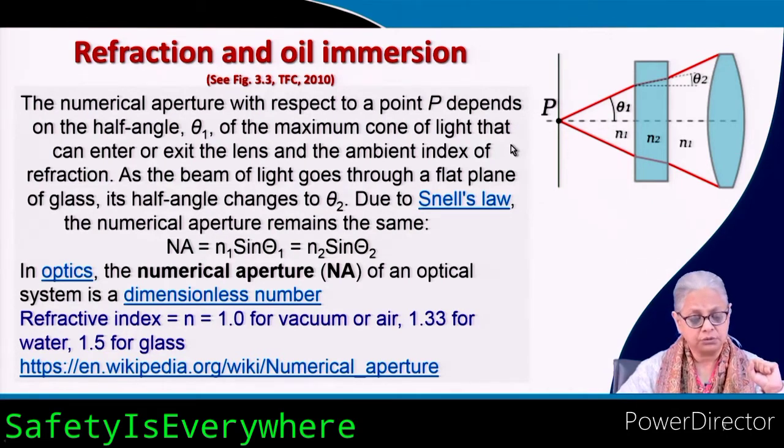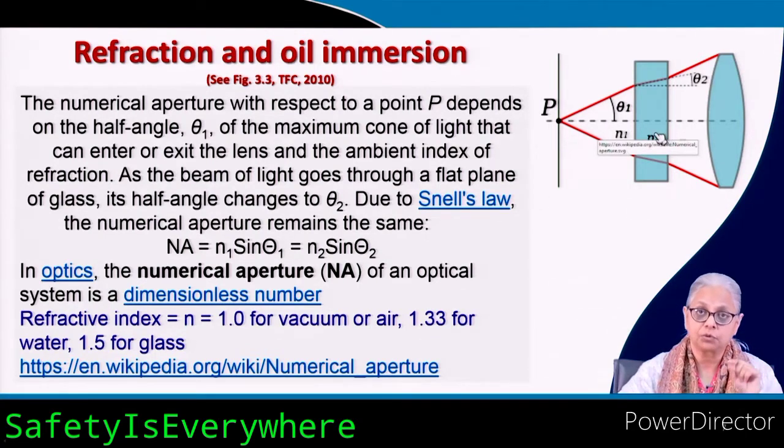So this is theta 1. Snell's law says that the numerical aperture of the lens is fixed. So for the same numerical aperture, you're getting two refractions here, one at the first instance and then again after it passes through the glass slide. So at that point you have theta 2. So n1 sine theta 1 is equal to n2 sine theta 2, and n1 and n2 are the refractive indices, in the first case for air and in the second case for glass.